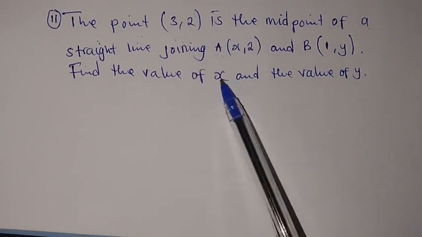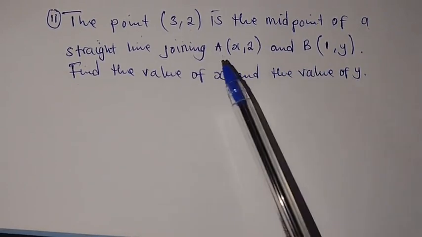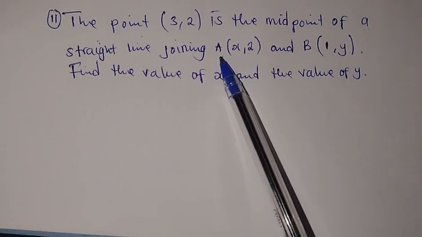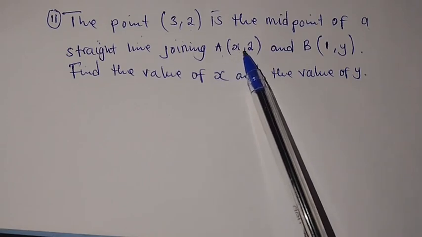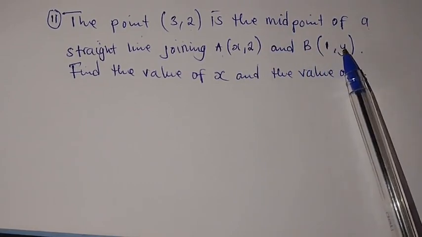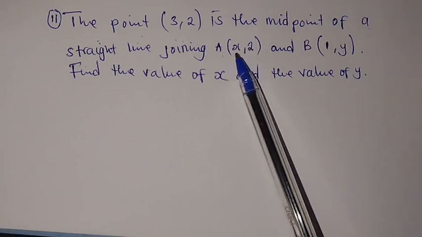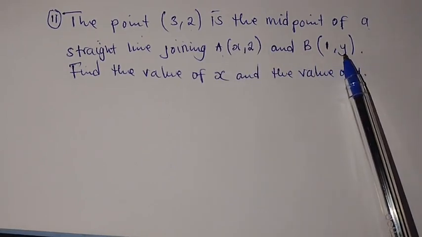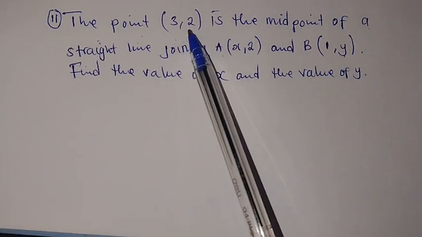Find the value of x and the value of y. On the coordinates for point A, they have just given us x, 2, and the coordinates for B, they have just given us 1, y. So they want you to find the value of x and the value of what? Y. Provided that they have given you the midpoint.